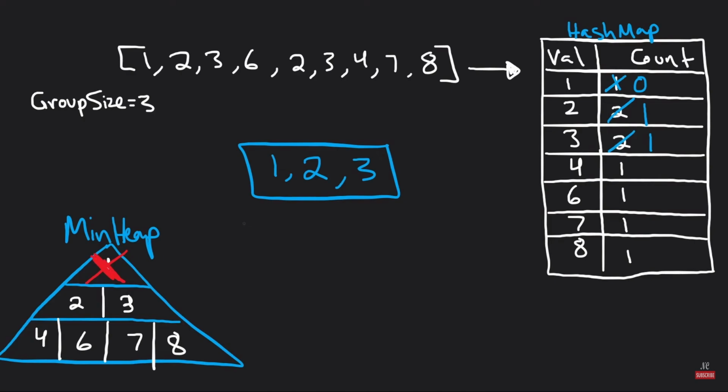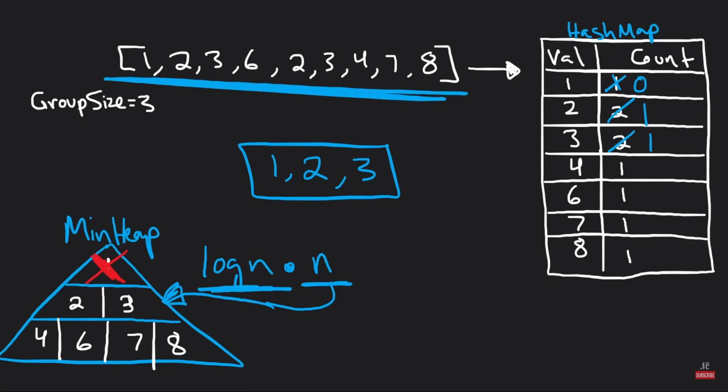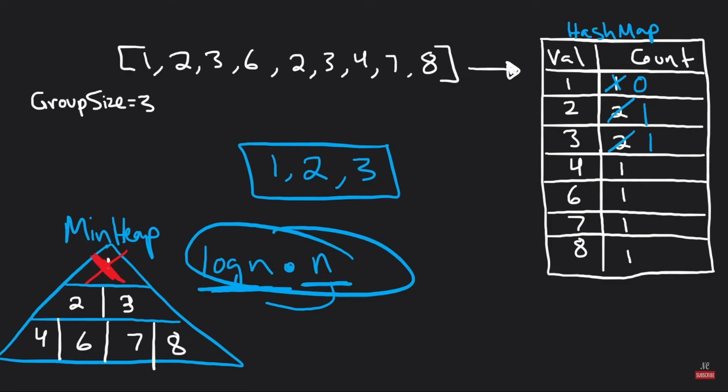So now when we start our second group, we can find the minimum value to start out in log n time. We know that each group is basically going to take group size to compute. So overall, the time complexity is mainly going to be log n multiplied by n, because technically the number of times we pop from the min heap could be the size of the entire input array. So this is basically what the time complexity is going to be.